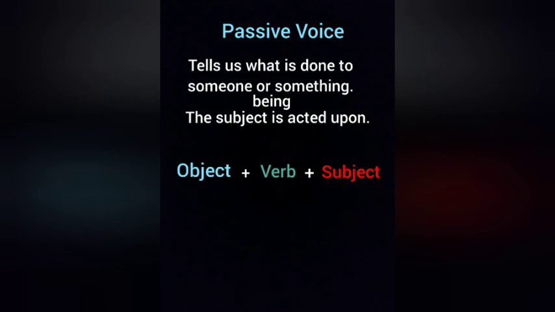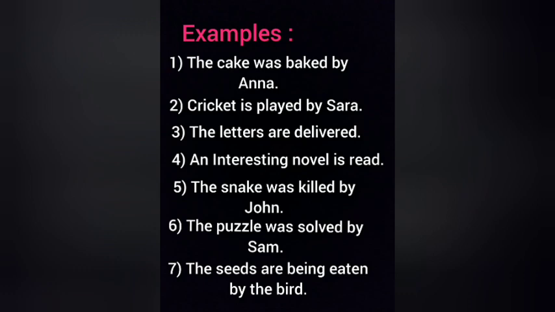In the active voice it was subject plus verb plus object, but here it is object plus verb plus subject. That means subject and object replace each other. We will go with some examples, which will help us understand this topic more clearly. These are the same examples which were used in the active voice in part 1, and now they are converted into passive voice.